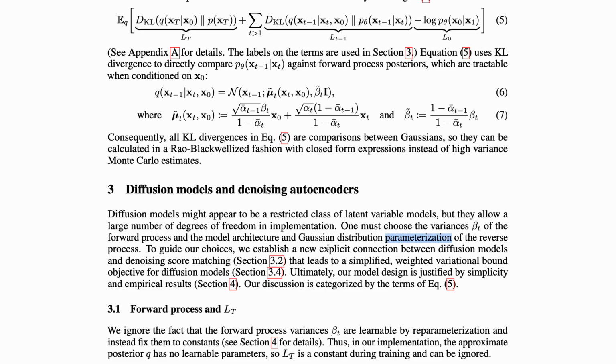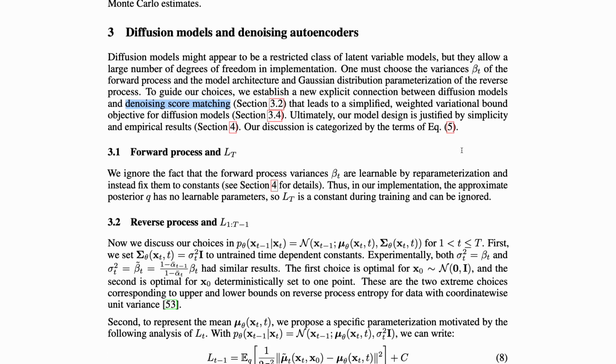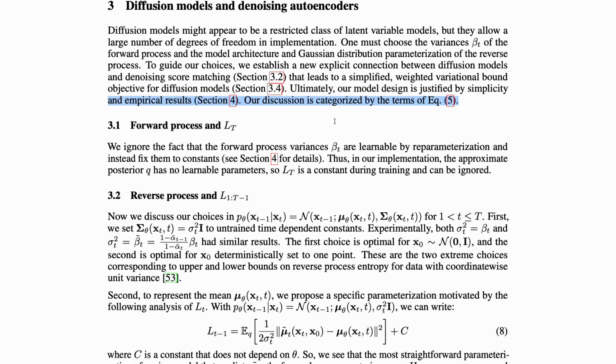To guide our choices, we establish a new explicit connection between diffusion models and denoising score matching. So it is making some connection between denoising score matching and diffusion models that leads to a simplified weighted variational bound objective for diffusion models. What is weighted variational bound objective? Interesting. We will come across it in the next few steps. So ultimately our model design is justified by simplicity and empirical results, which is in section 4. Our discussion is categorized by the terms of equation 5.